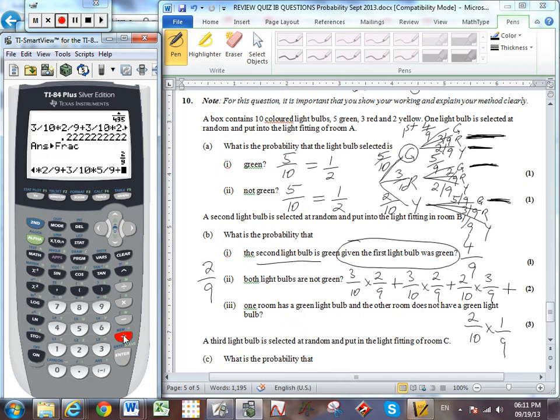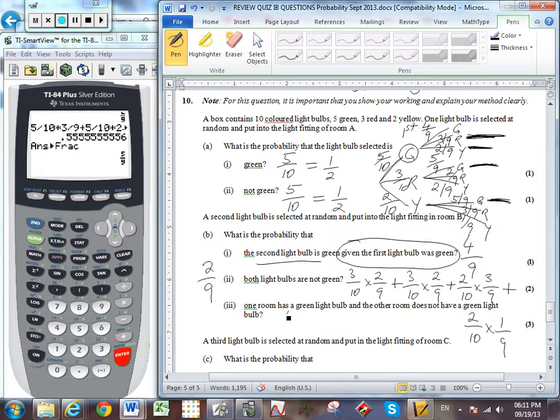And lastly, I've got the one at the bottom, 2/10 times 5/9. And my final answer is looking a lot like a repeating decimal. Let's change it to a fraction, and we find out it's 5/9 as your answer to part III.